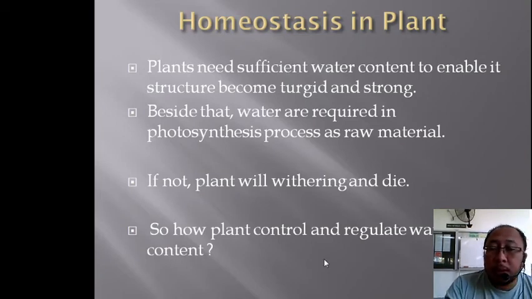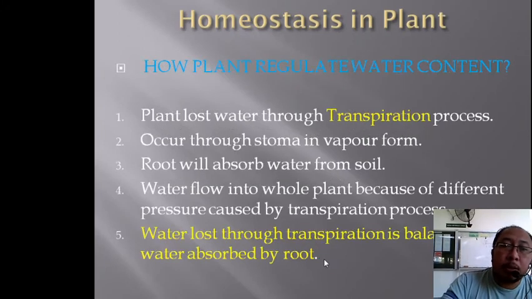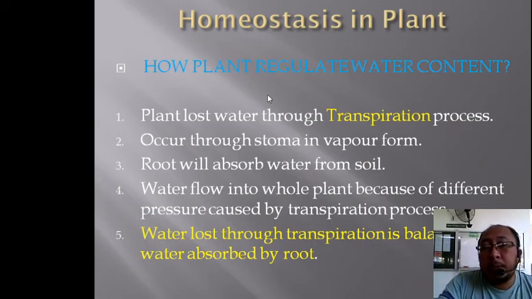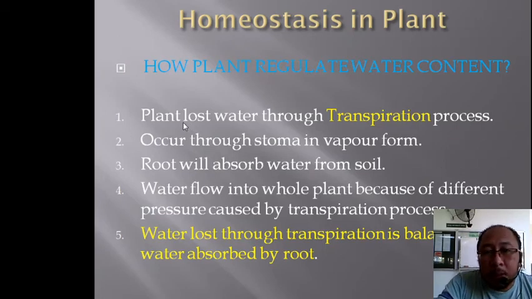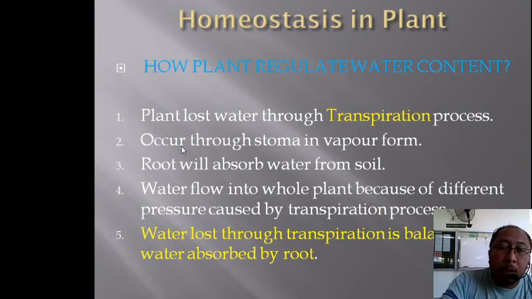So how do plants control and regulate water content? As you know, water is very important for plants to survive. If there are any changes to the water content in the plant, it will die. So how does a plant regulate water content? Plants lose water through the process of transpiration. Transpiration occurs through the stoma in vapor form.